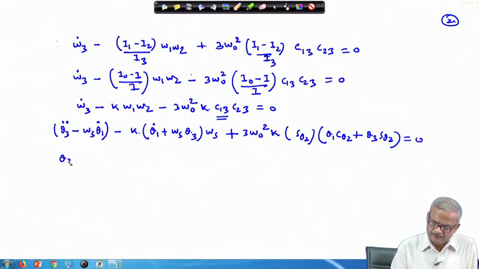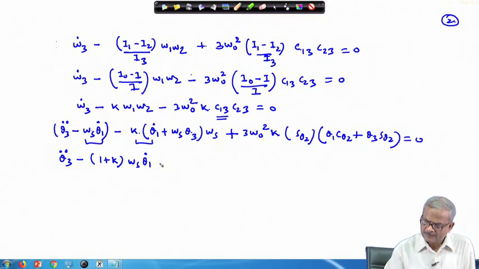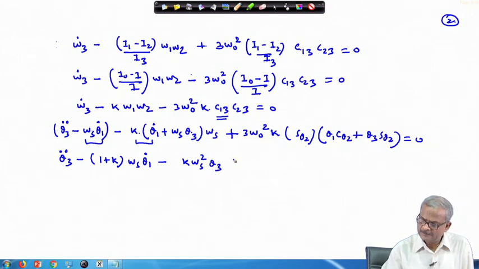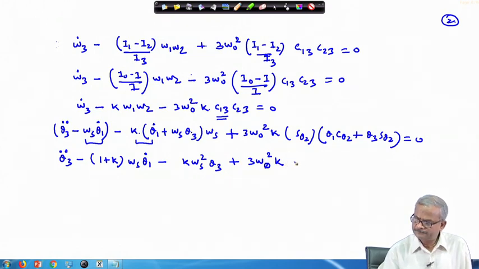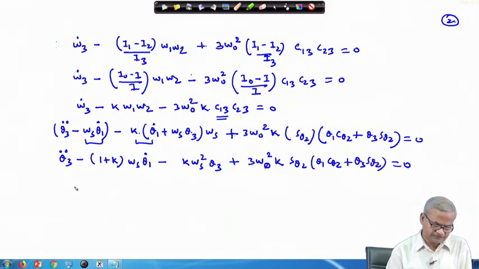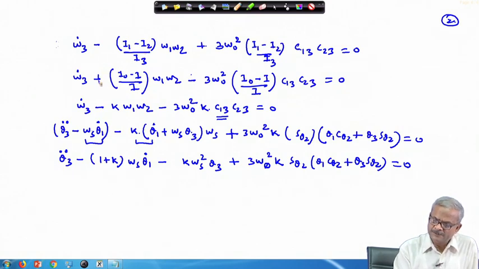So, this can be broken up and it can be rewritten like this. Now, here we see that this term and this term both are present in this place. So, this is 1 plus k times omega s times theta 1 dot, and then minus k times omega s square theta 3 plus 3 omega 0 square k, this equal to 0.